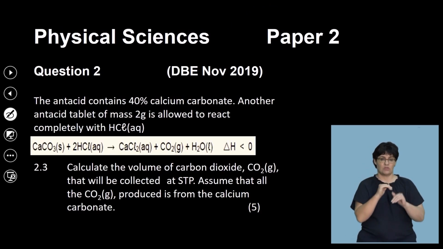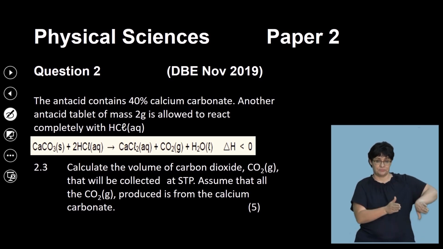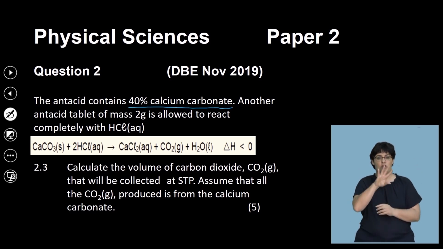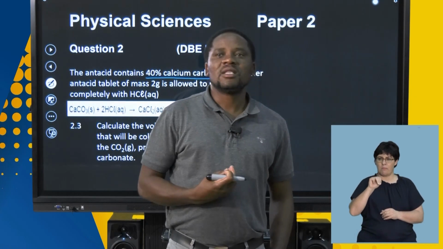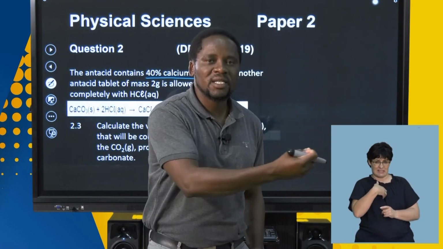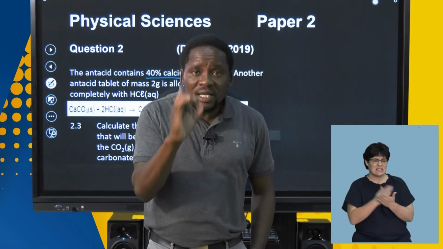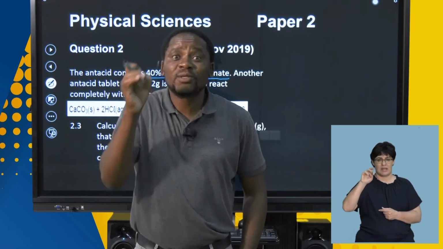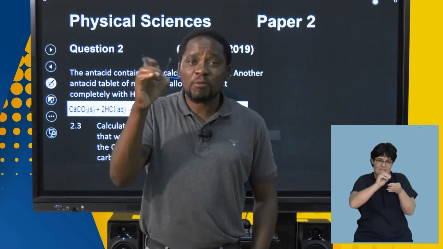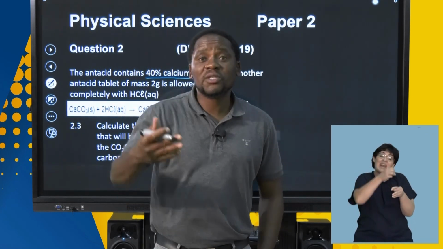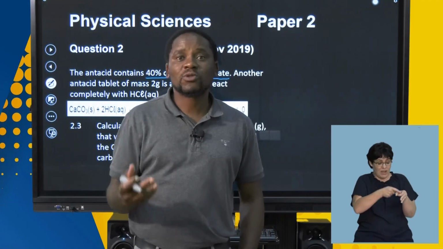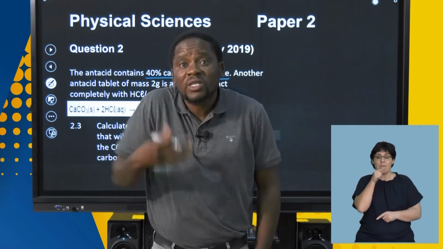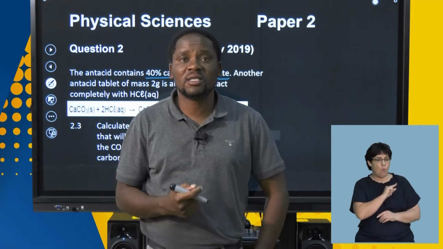All right, and then the next one, it talks about the same antacid tablet. We are told that it contains 40% of calcium carbonate. Now let's break that down. If we say the antacid tablet contains calcium carbonate, it means a certain proportion of the tablet is actually calcium carbonate, okay? So the antacid is not calcium carbonate. It contains calcium carbonate, and the proportion of it is 40%, okay? We are already told that the antacid tablet has a mass of 2 grams. So of the 2 grams, 40% of it is actually the calcium carbonate, which is what is of interest to us based on the equation of reaction that we are given, right?